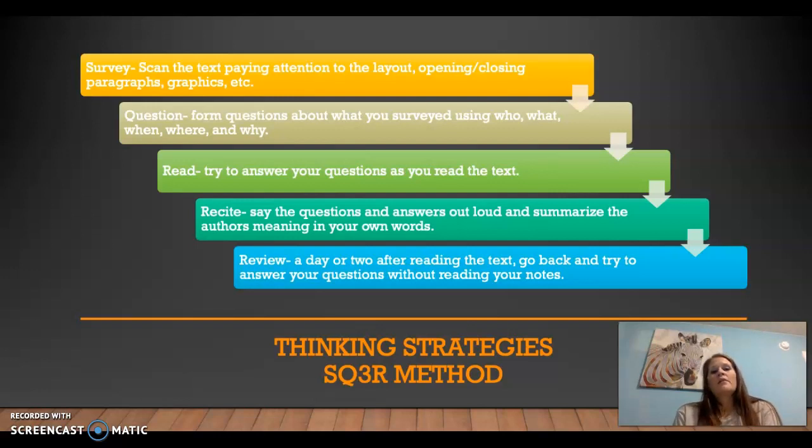Thinking strategies. The SQ3R method is one of the methods that I read about in the book. It stands for survey, question, read, recite, and review. Basically, for the survey you scan the text, paying attention to the headings, the beginning, the middle, the end, the summaries, the layout, the opening paragraphs, and the graphics. You form questions about what you surveyed using who, what, when, where, why questions. Then you read, and you try to answer your questions as you read the text. You recite: you say those questions and answers out loud and summarize the author's meaning in your own words. And a day or two later, you review, to see if you can still answer those questions without going back and reading the book.